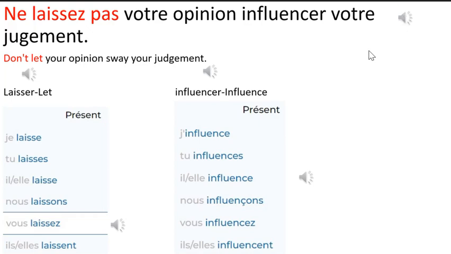Ne laissez pas votre opinion influencer votre jugement. Don't let opinion sway, right? Ne laissez pas, okay, from the verb laisser, which means let. This is the present tense. Je laisse, tu laisses, il laisse, nous laissons, vous laissez, ils laissent.